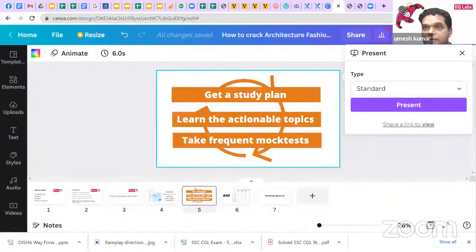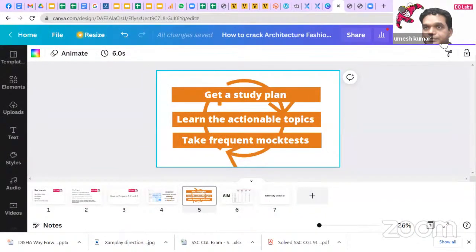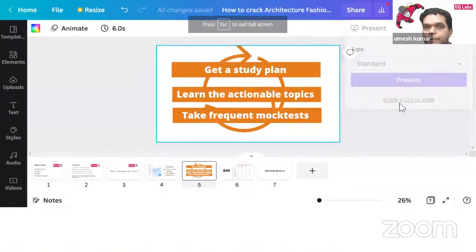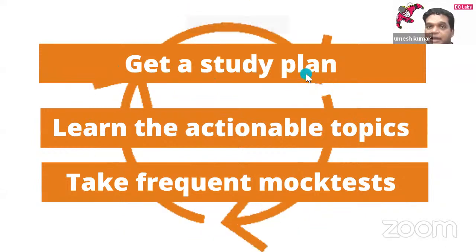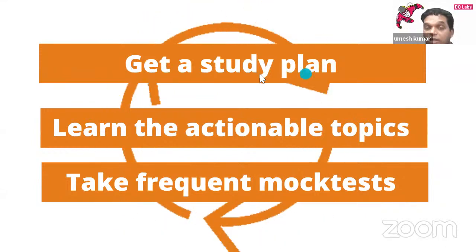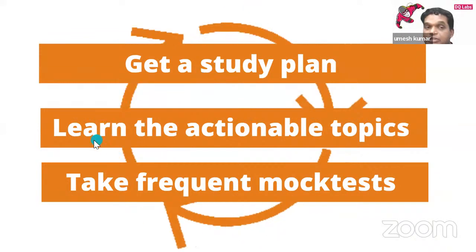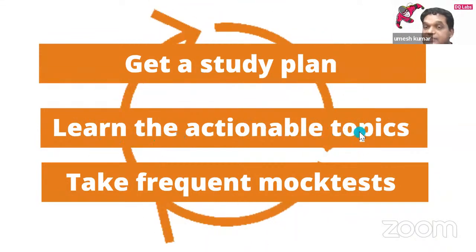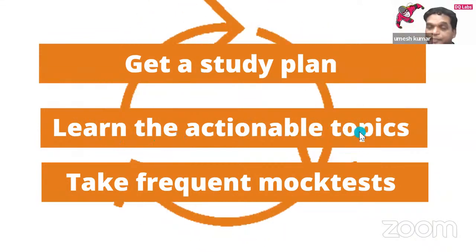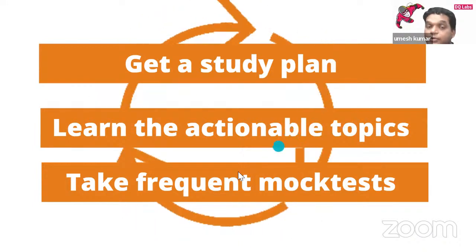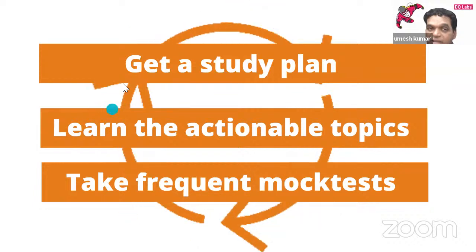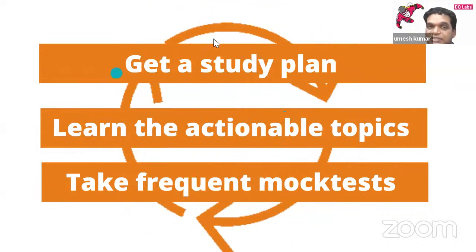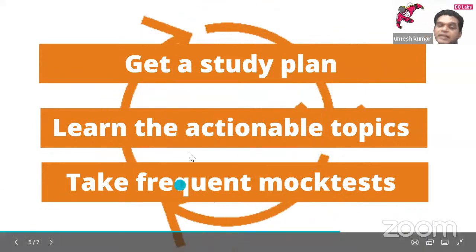So what is the plan of action? Take a mock test, get a study plan. Once you get the study plan, ensure that all the actionable topics are studied, so you tick mark them. Then you take the next mock test, and you again get the study plan and the actionable insights. So this is a cycle that you do again and again.